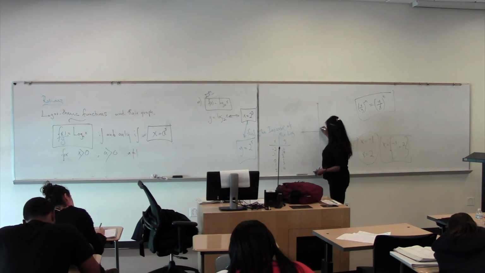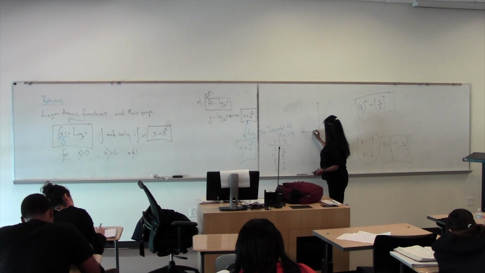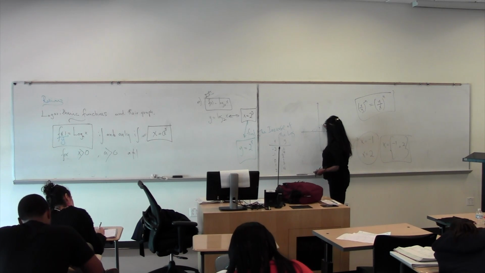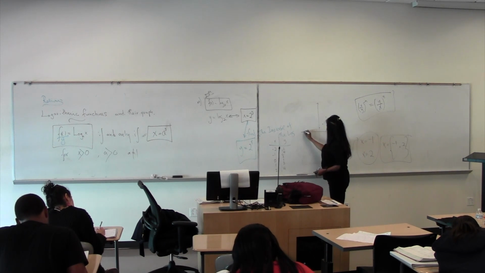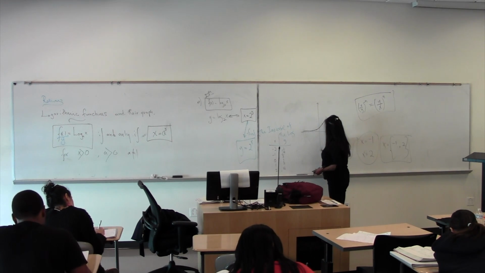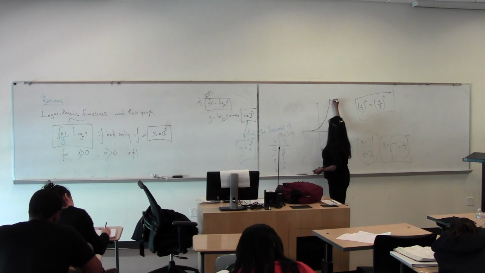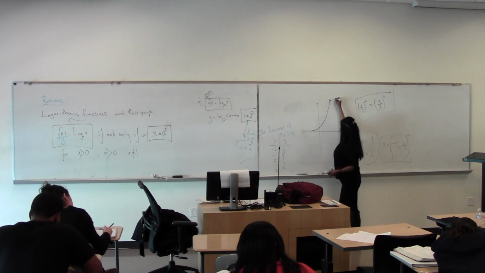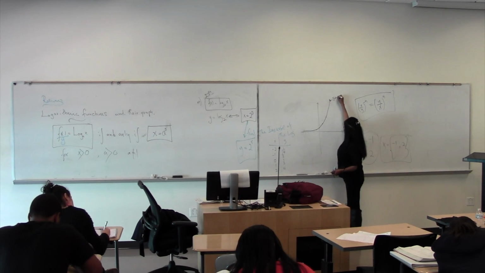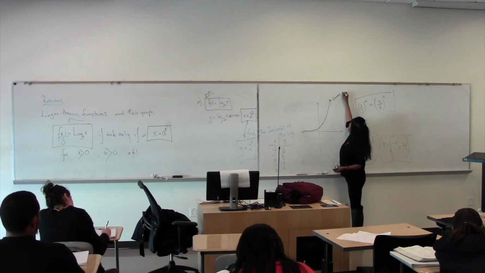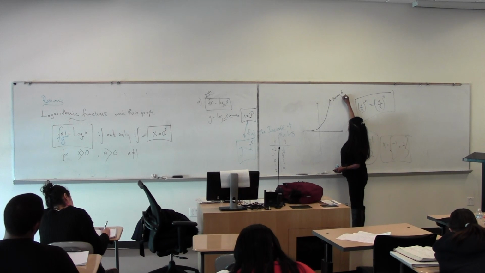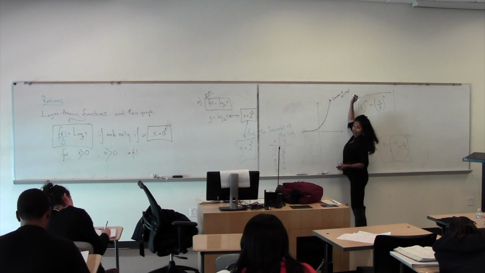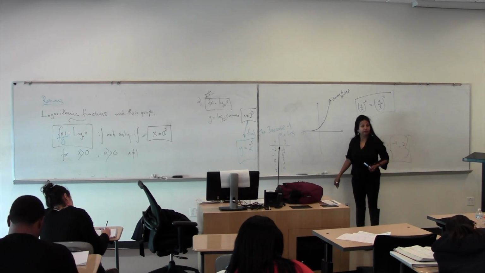So the inverse function is this: 1 and 2 here, 2 and 4. So we are very good with graphing the inverse. This is the inverse of log base 2. Remember, this is the inverse of f of x equals log base 2 of x. That's the inverse, okay?